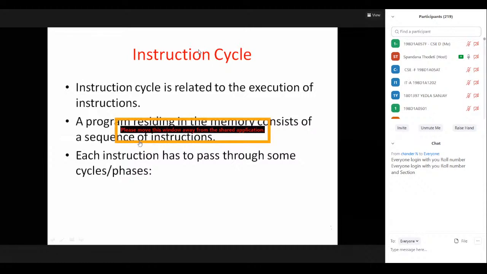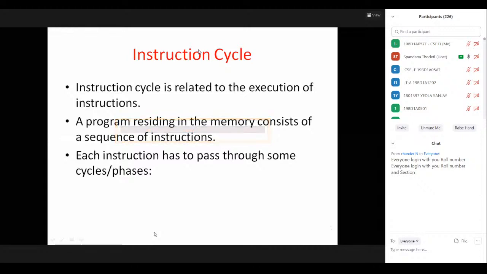You know that a program contains a set of instructions. Any program is a set of instructions. Whenever I say instruction cycle, it is related to the execution of an instruction. How you are executing a particular instruction depends on the instruction cycle, whatever the instruction may be.